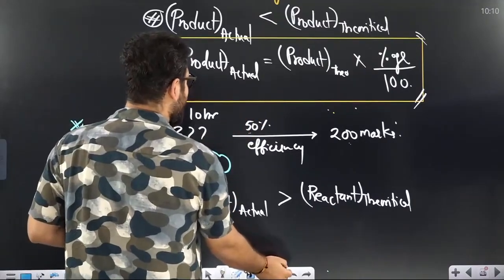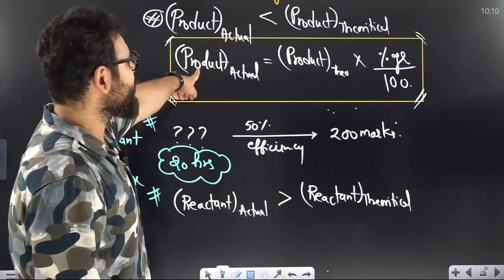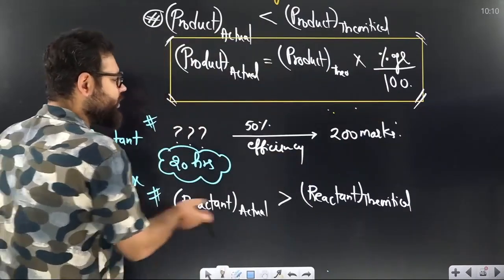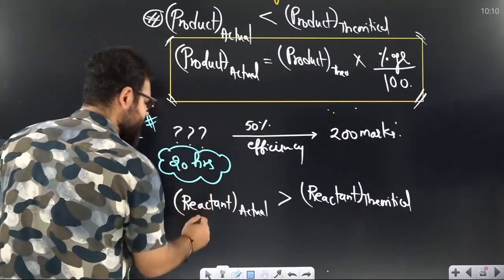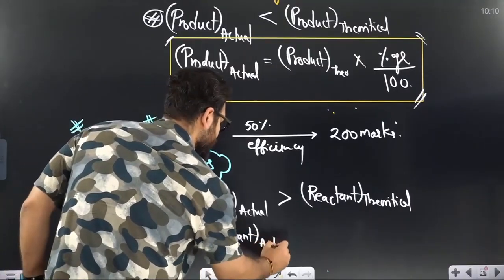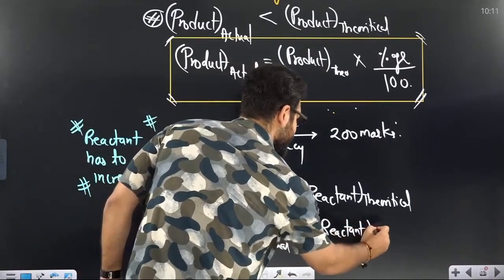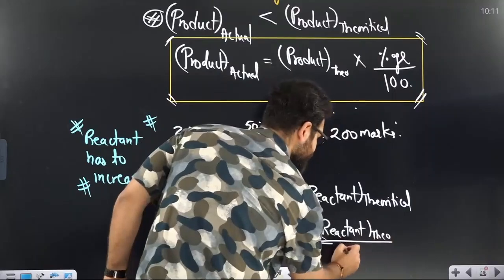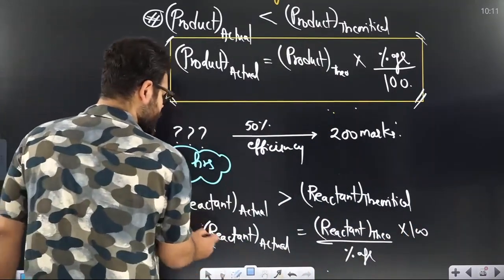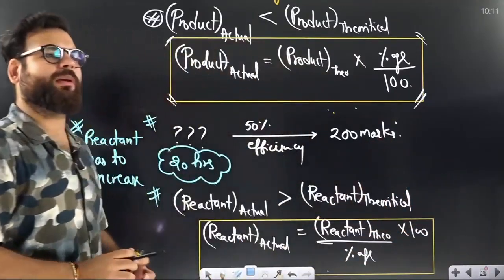Time will increase. So divide by percent or multiply by percent, depending on what you are asking. If they are asking to find the product, you multiply by percentage and decrease the product. When they are asking how much reactant is required, you divide by percentage and the reactant will automatically increase. So actual reactant is theoretical reactant divided by percentage into 100. In the question, it will be more clear what we are doing. This is just a small experiment that I told you.